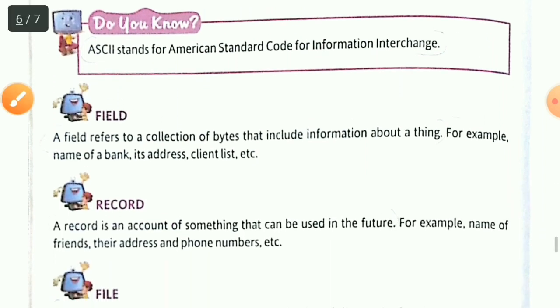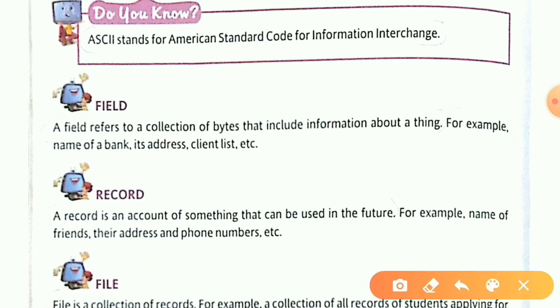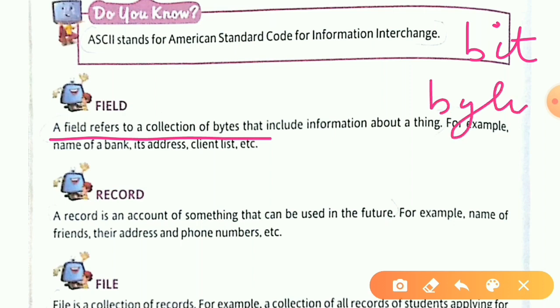Now see, the third terminology that we are going to study here is your field. A field refers to a collection of bytes. Now see, initially we have a bit. Yes, then a collection of 8 bits we have what? Bytes. Now a collection of certain bytes that basically stores some information comes under your field. Okay, for example, the name of a bank, its address, client list, etc.